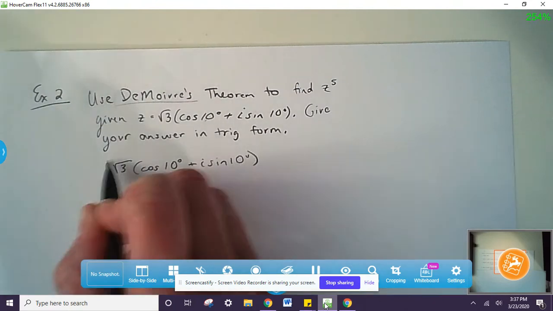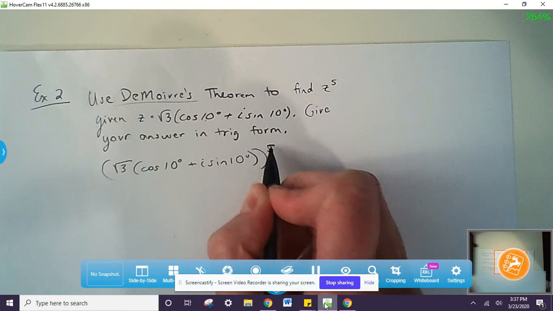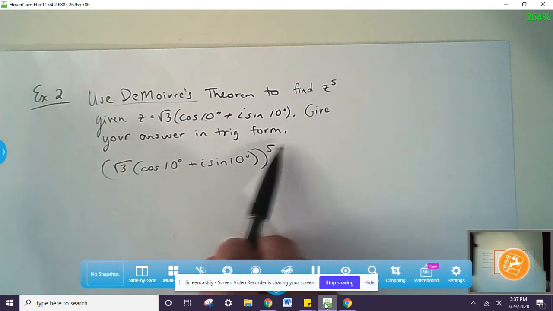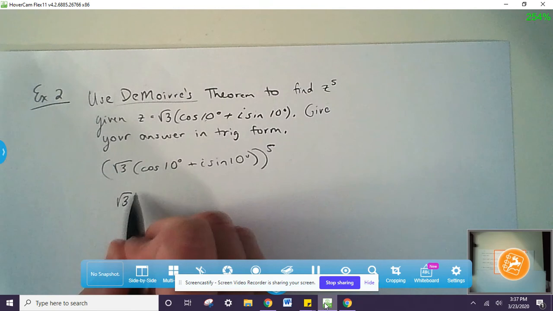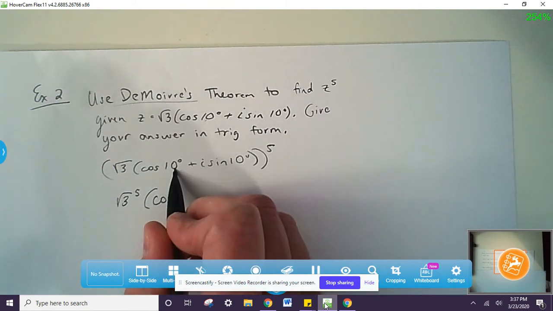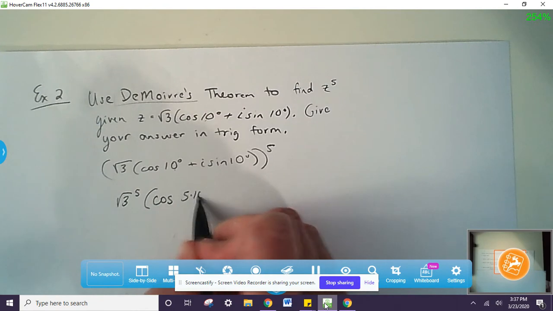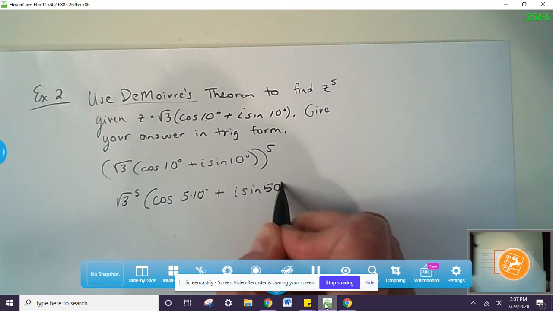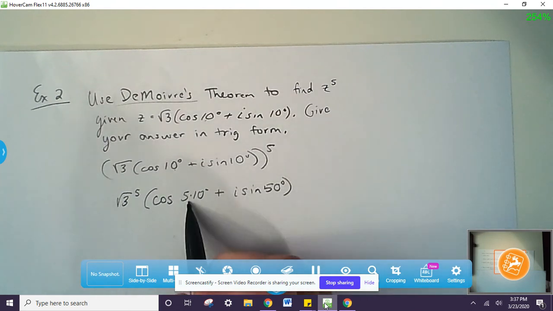And we want to raise this to the 5th power. I chose to use parentheses here. Last time I used brackets. They're the same thing. They're just grouping symbols. So if we want to raise this to the 5th power, we're going to have to raise r to the 5th power. And we're going to multiply 5 times our angle theta. And 5 times 10 degrees is going to be 50 degrees. So I'm able to simplify that pretty easily.